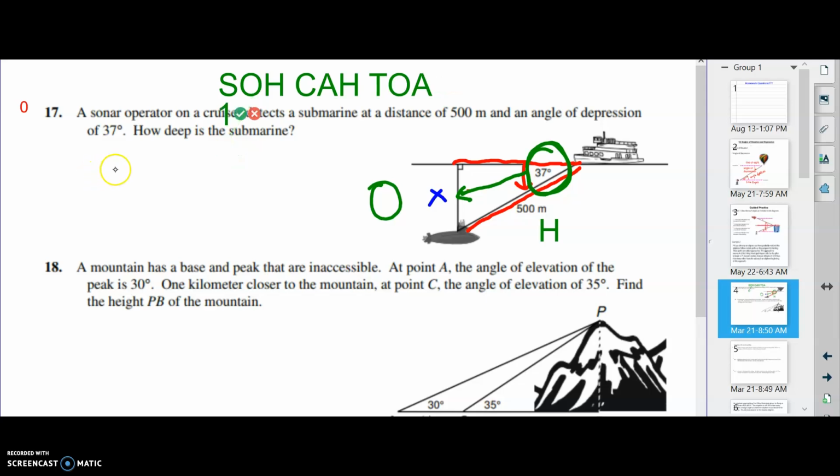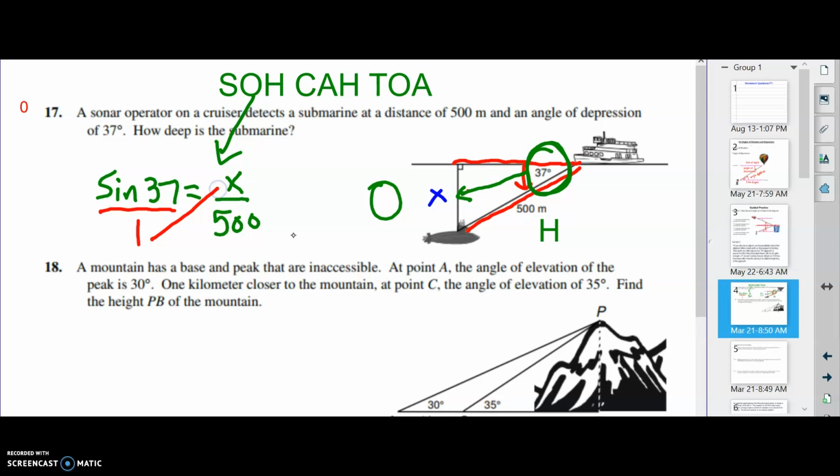So now I write the trig function. So it's sine of 37. And then I need the O, so that's the x. And then I need the H, so that would be the 500. Okay, so now I have my trig ratio. Now I just need to solve it by using cross multiply and divide. So my first step is to make this a proportion. So I take this and put it over 1. Now I have my proportion. So now I can just cross multiply and divide.